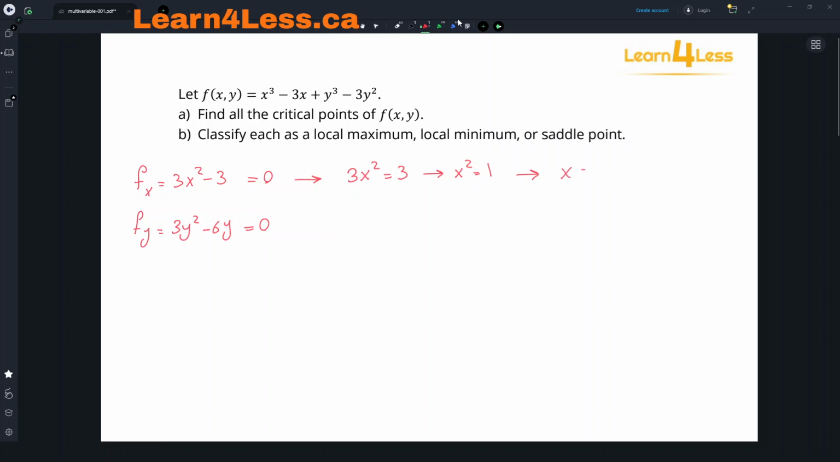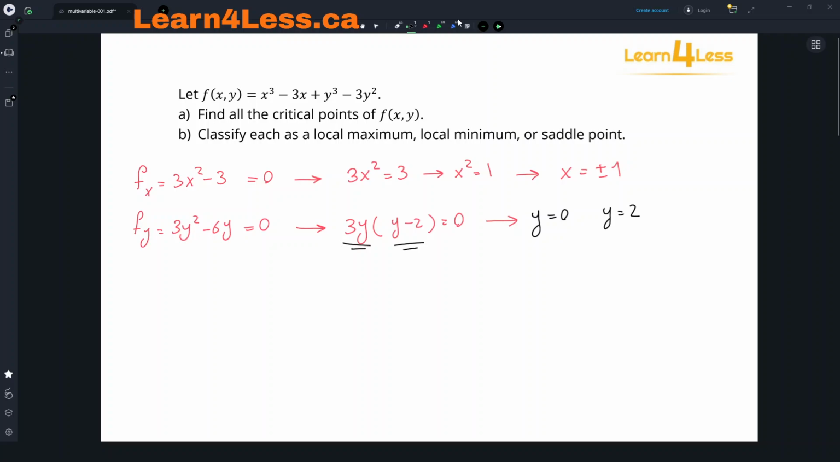And as a result, x is equal to positive or negative 1. So we found two x coordinates, positive 1 and negative 1, where the first partial derivative with respect to x is 0. And from the second one, to set the first derivative with respect to y equal to 0, the second equation, we can factor out 3y. So what we get is y minus 2 equal to 0. So as a result, either this term is 0 or this bracket is 0. So y is equal to 0 or y is equal to 2.